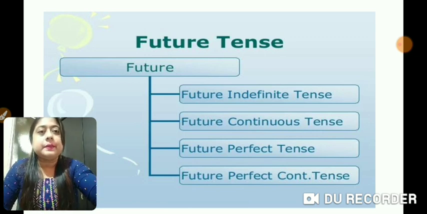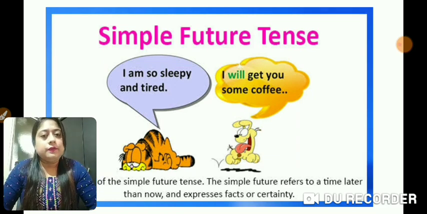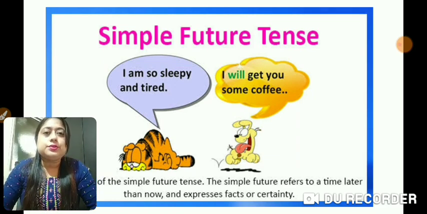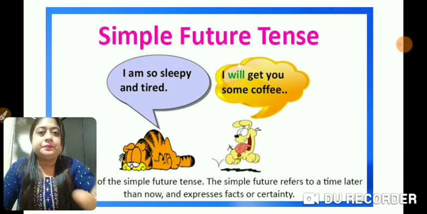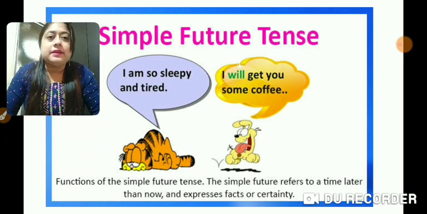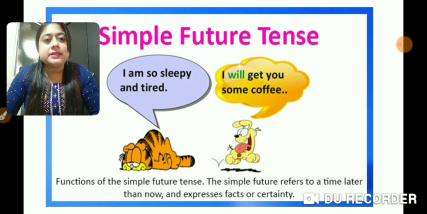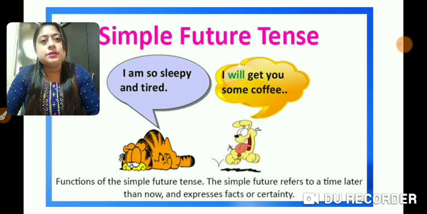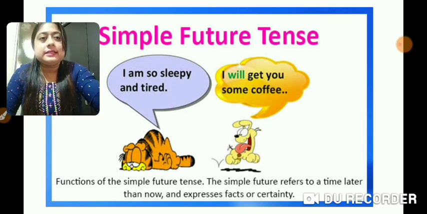So the first one, simple future tense or future indefinite tense. Here are two sentences. Let us see. I am so sleepy and tired. Then the reply is, I will get you some coffee. So what is the function of a simple future tense? It refers to a time later than now and expresses facts or certainty. When you are certain about something that will happen in future, then we use the simple future tense.